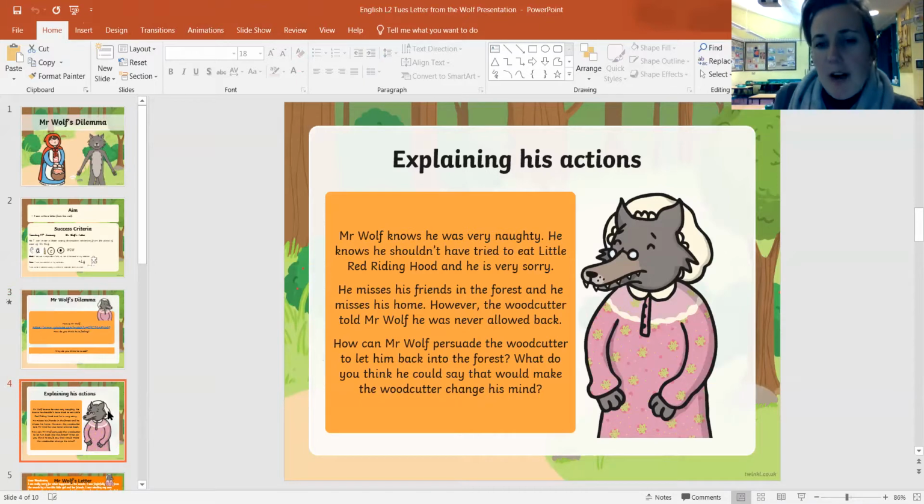Mr. Wolf knows he was very naughty. He knows he shouldn't have tried to eat Little Red Riding Hood, and he is very sorry. He misses his friends in the forest, and he misses his home. However, the woodcutter told Mr. Wolf he was never allowed back. How can Mr. Wolf persuade the woodcutter to let him back into the forest? What would you do? What do you think he could say that could make the woodcutter change his mind?